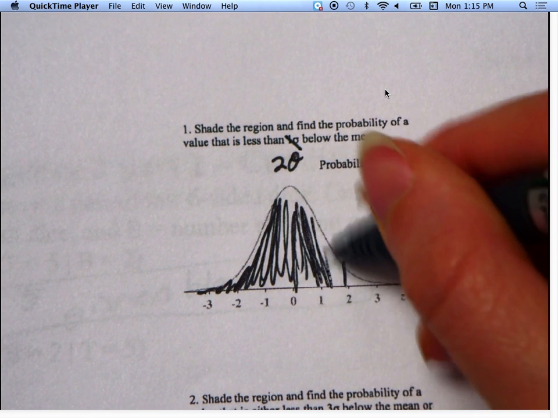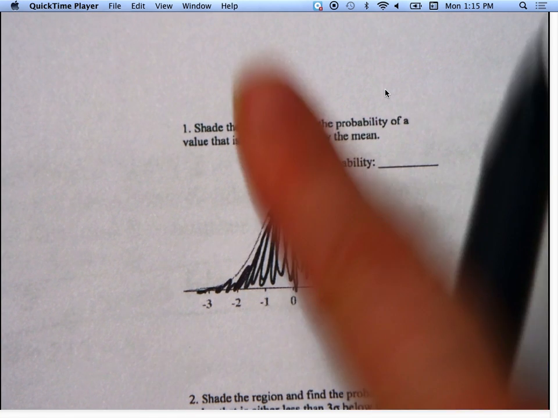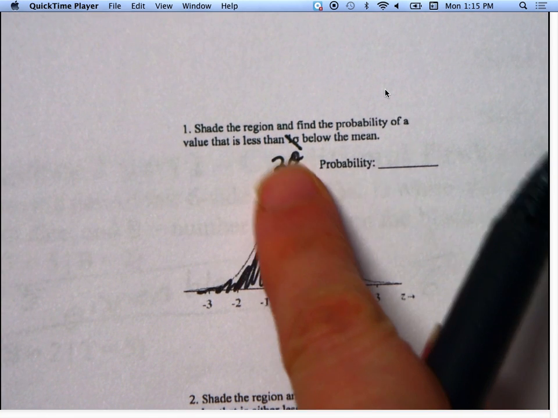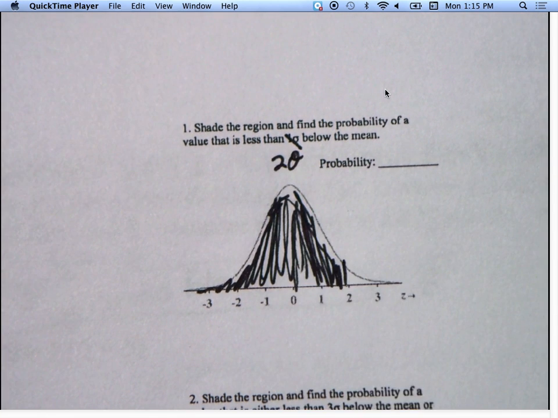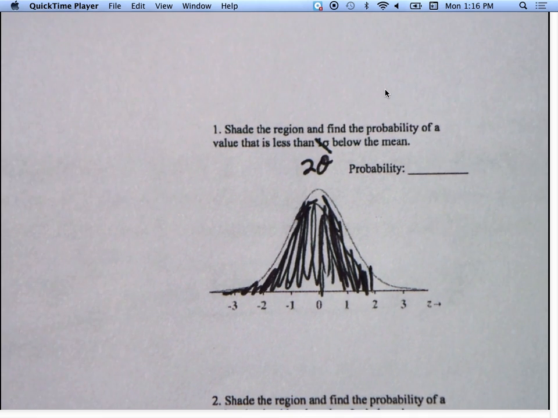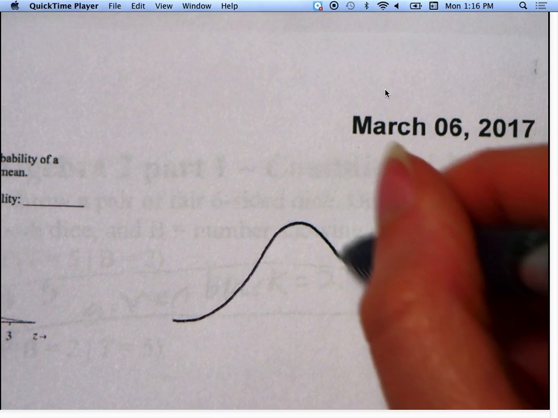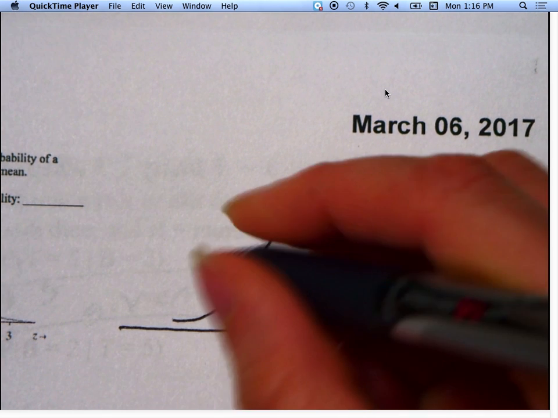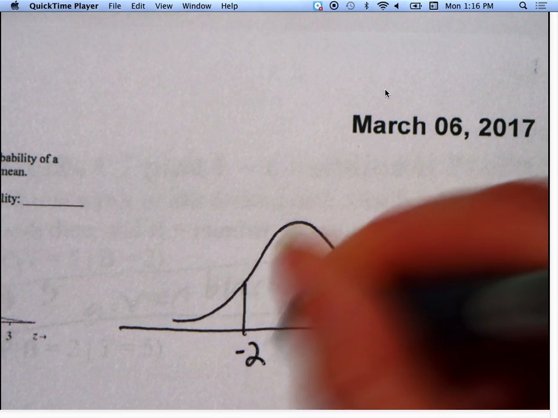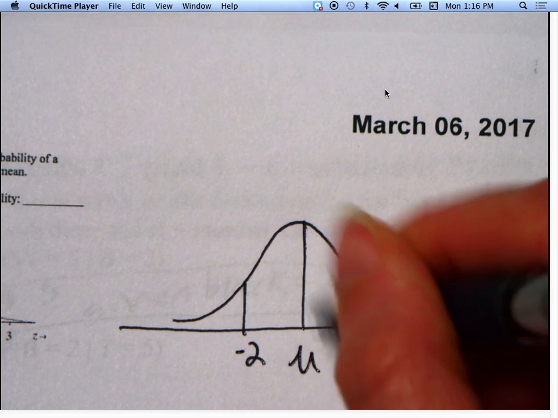So then I'm simply shading everything else. Why is it not the other side? Because it says a value that is 2 below the mean. Less than 2 below, negative 2? Just below the mean? You're right. I messed up. So it should look like, here's 2 below the mean. Should be here.